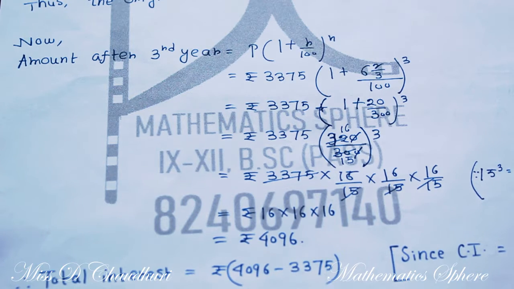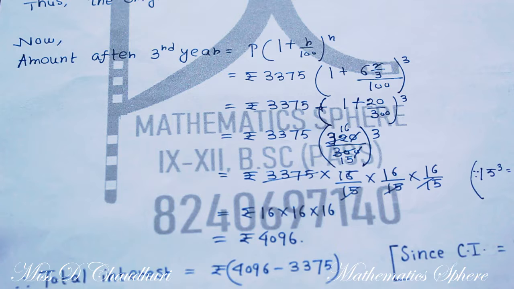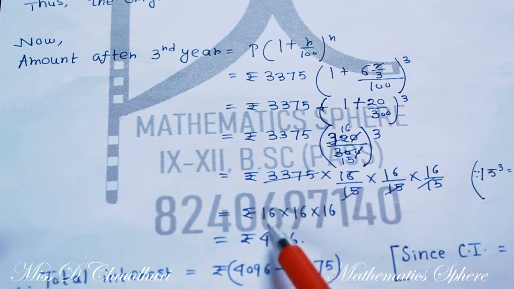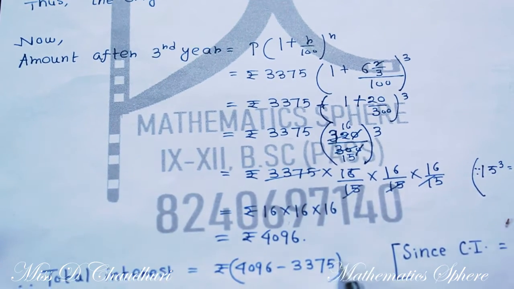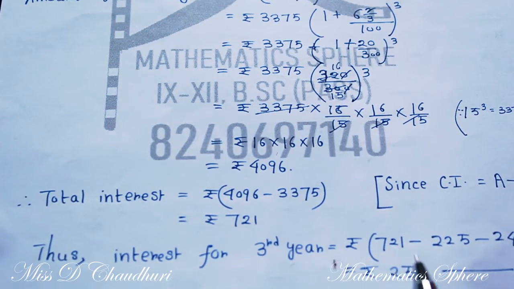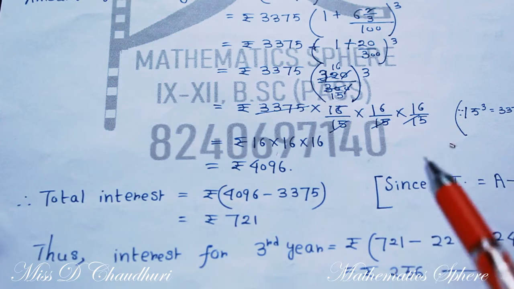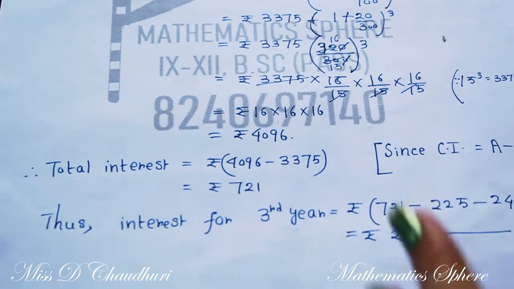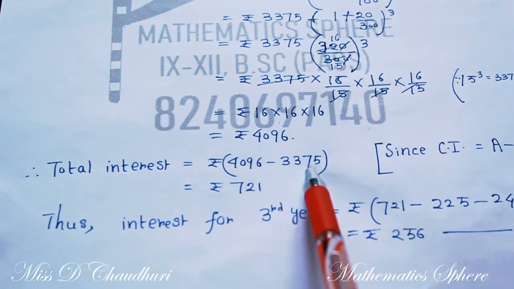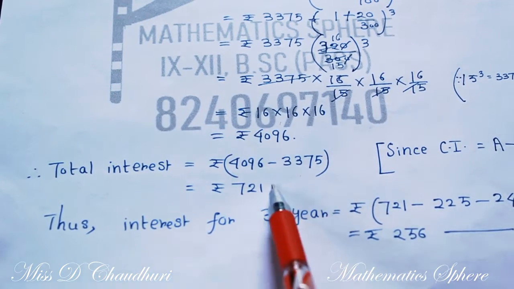Now you will think, why am I finding the amount when we were asked for the interest? What we know is that while finding compound interest using the formula, we first get the amount. After getting the amount, if we subtract the principal, we get the interest. So the interest for the third year is ultimately this one, 721, okay?